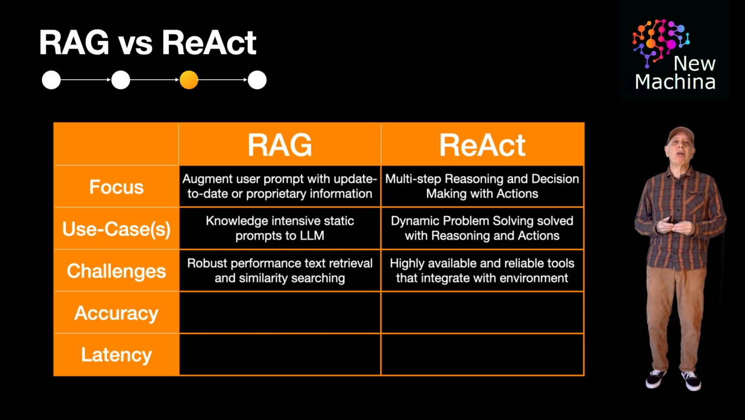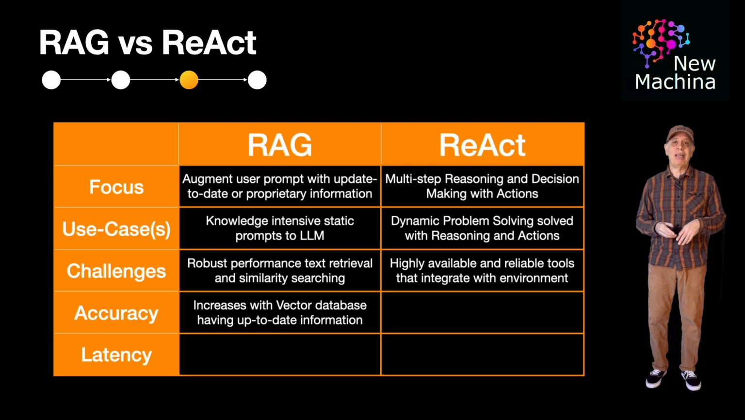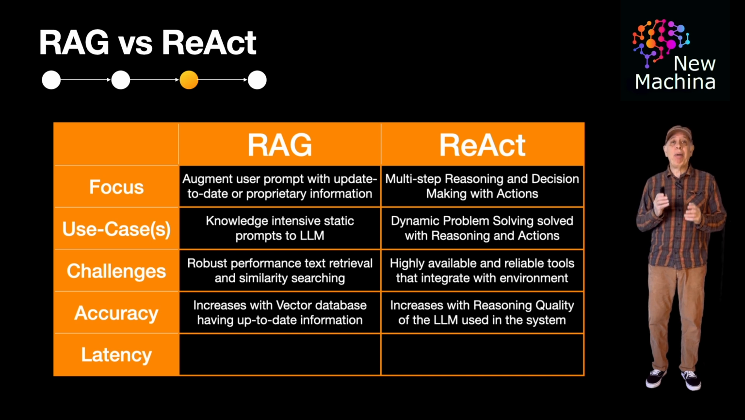The fourth area of comparison is response accuracy. For RAG, response accuracy is high if the vector database data is accurate and up-to-date. For ReAct, it depends on the reasoning quality of the LLM used in the implementation. Not all LLMs are able to reason as good as others.